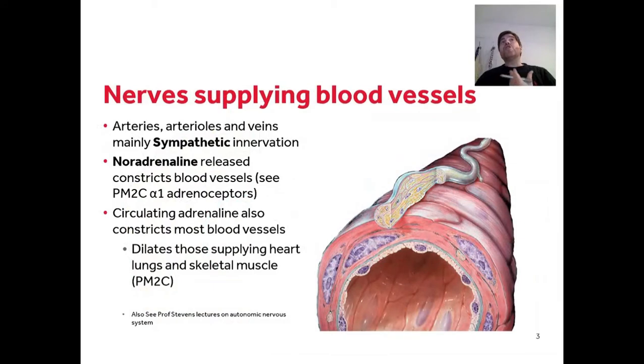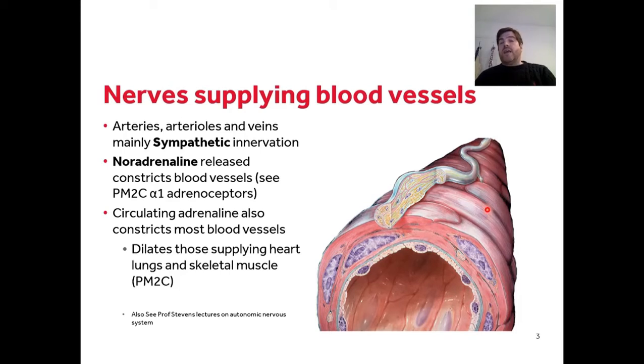So moving on to the nerves that are supplying the blood vessels, and here I'm going to mainly focus on arteries. Now, arteries, arterioles and veins do have nervous input, and this is mainly from the sympathetic nervous system. The sympathetic nervous system releasing noradrenaline onto the blood vessels. And this structure here is showing you an example of a sympathetic nerve along a blood vessel.